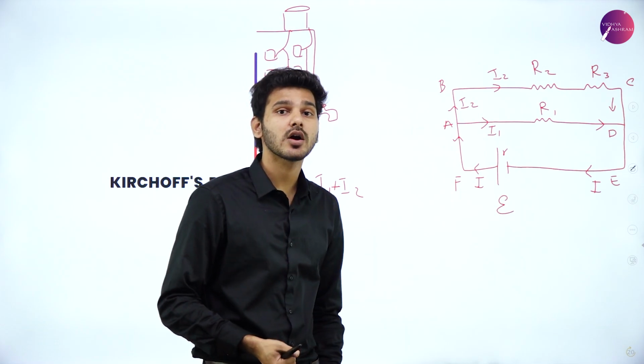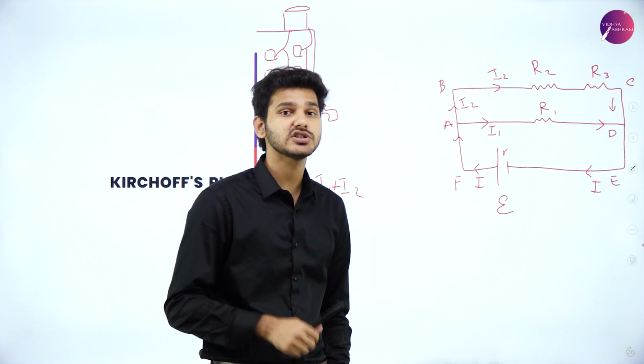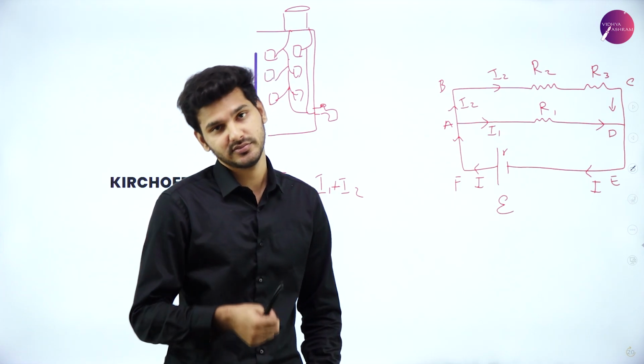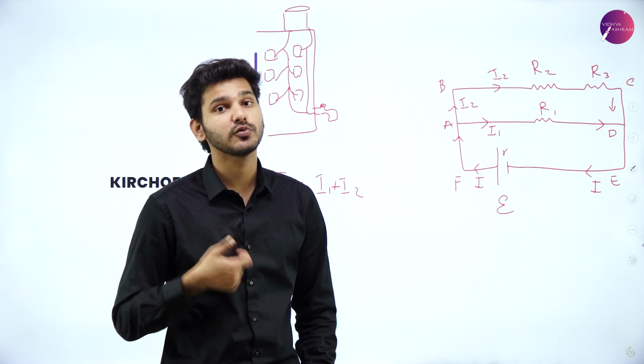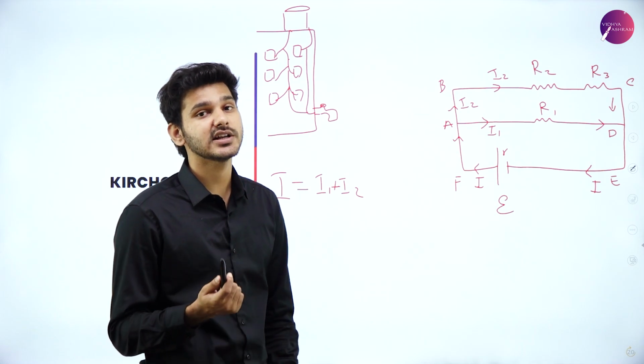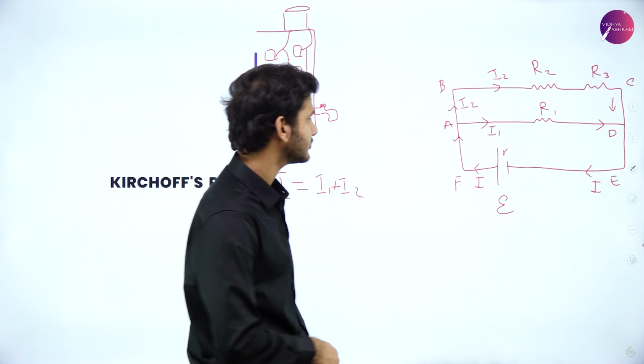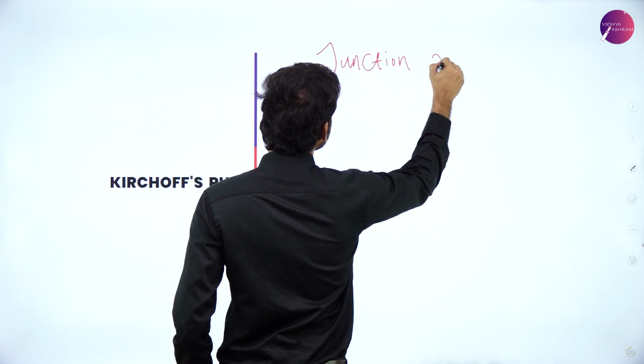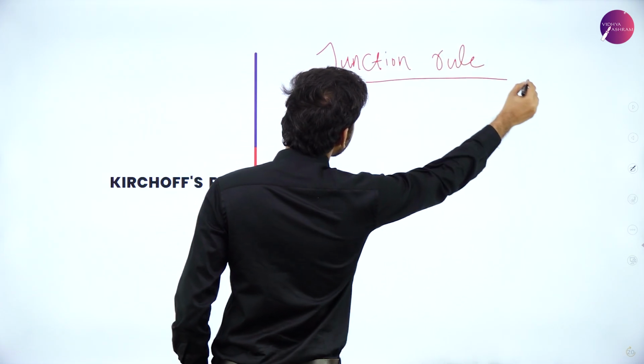And they are of two. Kirchhoff has two rules. One is the junction rule and one is the loop rule. The loop rule is also known as the voltage rule. So let's dive right into the junction rule. So Kirchhoff's first rule, that is the junction rule.